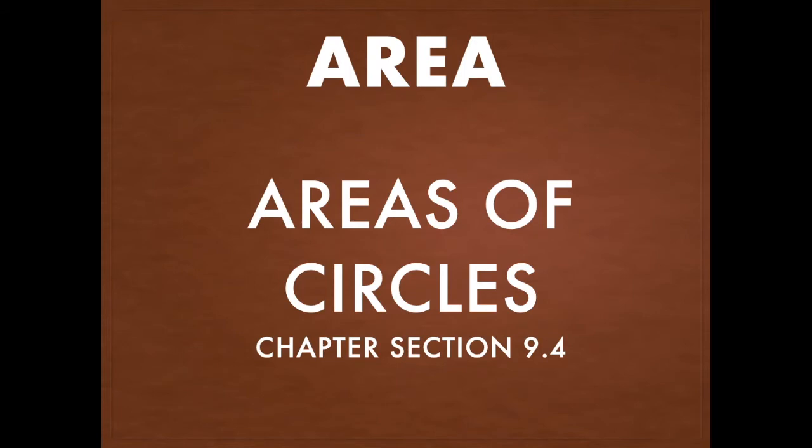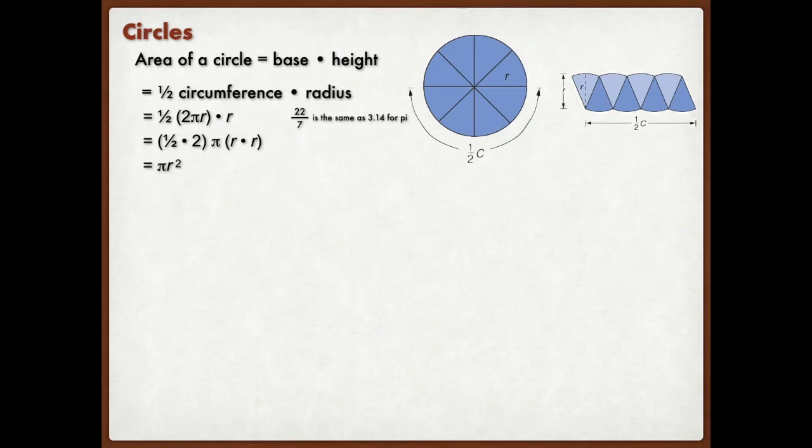Now we're going to focus on the area of a circle, which is chapter section 9.4. We're going to use what we've already used in the past dealing with the circumference of a circle to help us figure out and understand the area of a circle and the formula for the area of a circle. So the basic idea of an area of a circle is just like our polygons. It's base times height. But it's going to be a little more complicated. We can't just do a normal base times height because we don't have two sides.